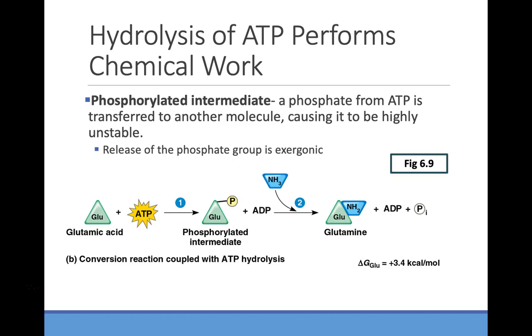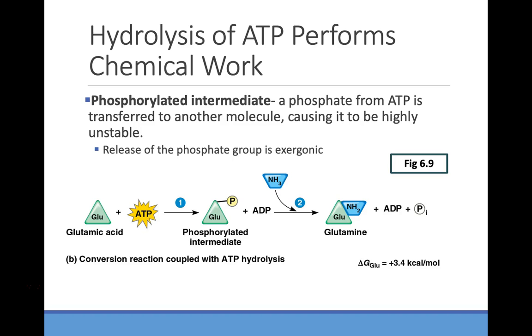So phosphorylated just means that something acquires that phosphate group. Intermediate just means it's a step in the process. In the use of a phosphorylated intermediate, a phosphate from the ATP is transferred to another molecule. And when it is transferred, that molecule becomes very unstable. Basically, it has acquired energy and it wants to release it.